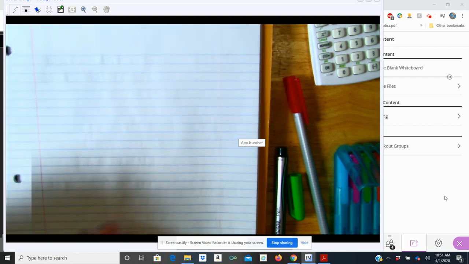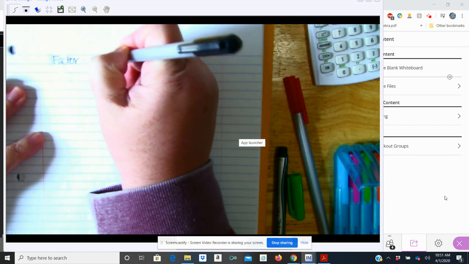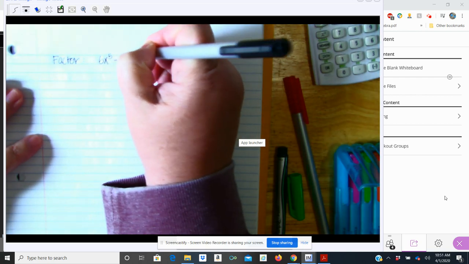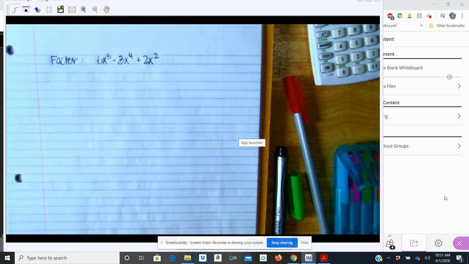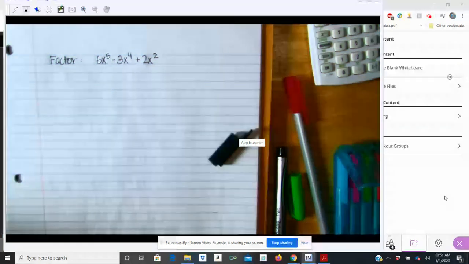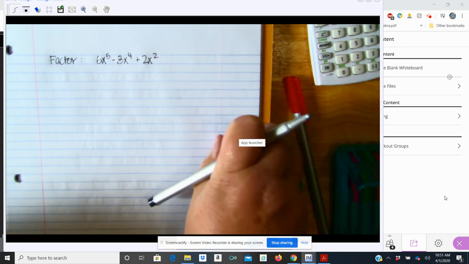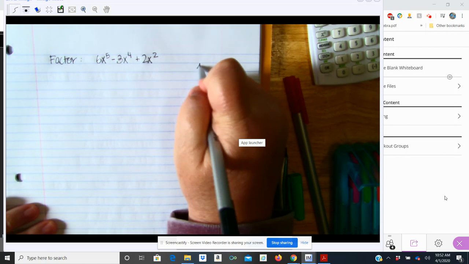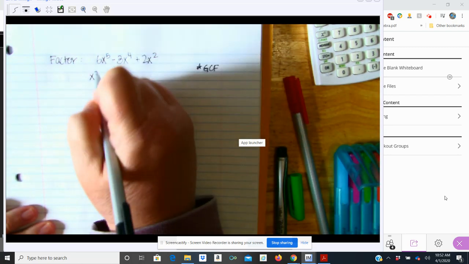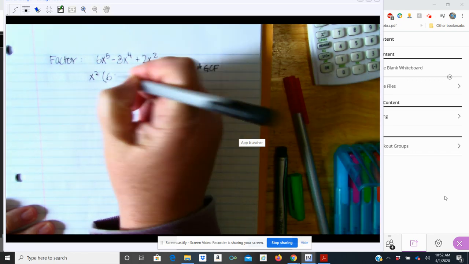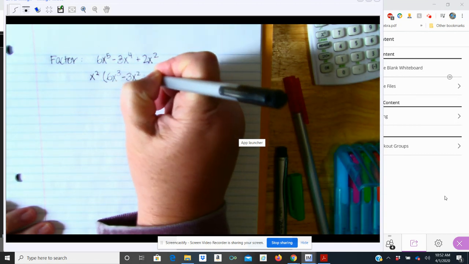I do want you to notice, though, let's do 6x to the 5th minus 3x to the 4th plus 2x squared. All right, what about this guy? You can indeed pull out an x squared. That's going to leave you with a 6x to the 3rd minus 3x squared plus 2.